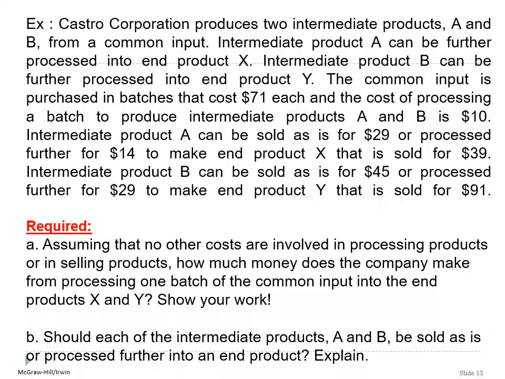Intermediate product A can be sold as is for $29 or processed further for $14 to make end product X that is sold for $39. Intermediate product B can be sold as is for $45 or processed further for $29 to make end product Y that is sold for $91.